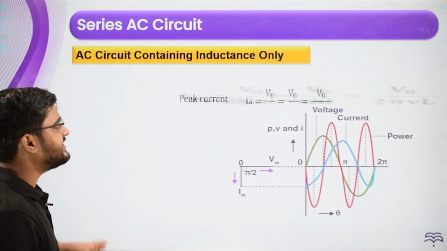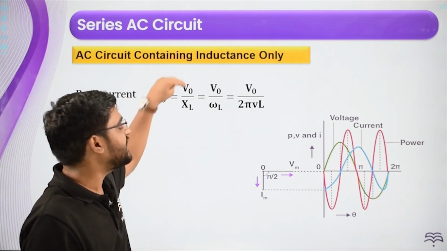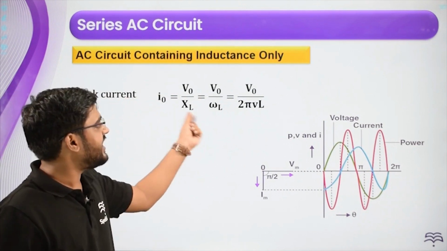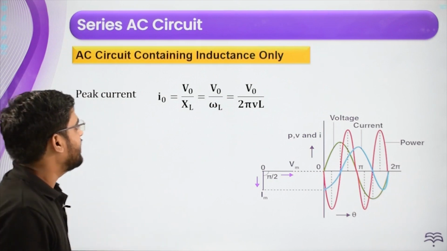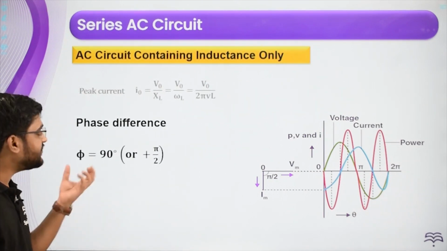Now let us discuss these graphs. So first is peak current. What is peak current? Peak current is V0 by XL, right? What is XL? XL is L omega. Now next thing is phase difference. Phase difference we already discussed, it was 90 degree.